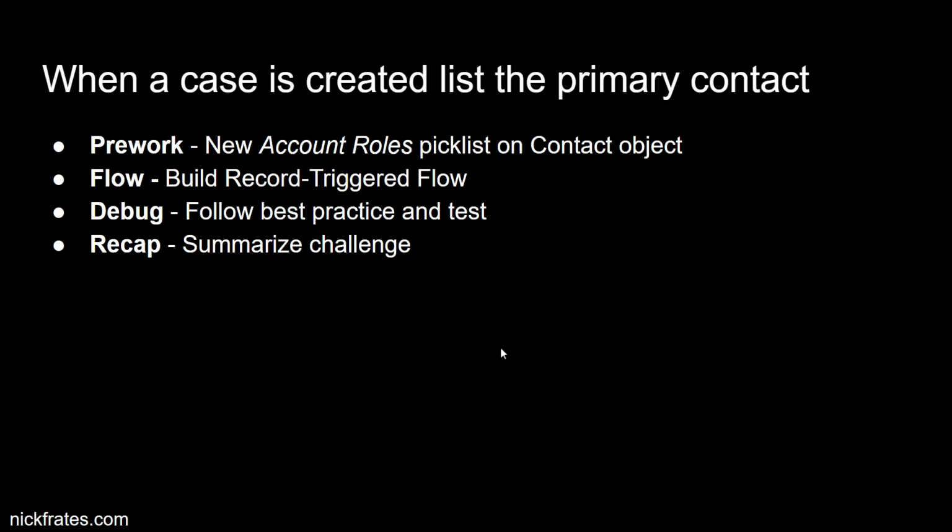As an overview of what we're going to do next, we're going to do some pre-work where we build out that account roles picklist on the contact object. We are going to build a record-triggered flow that fires on the case object. We will do some debugging on the flow, and then we'll recap and summarize the challenge. So let's get started in the next lecture with our pre-work. I will see you there.